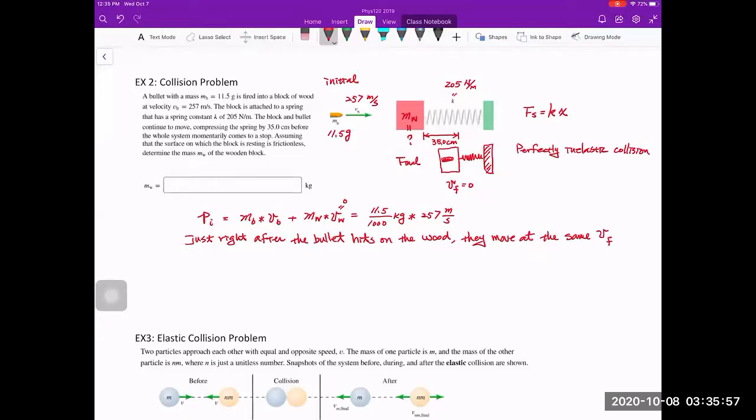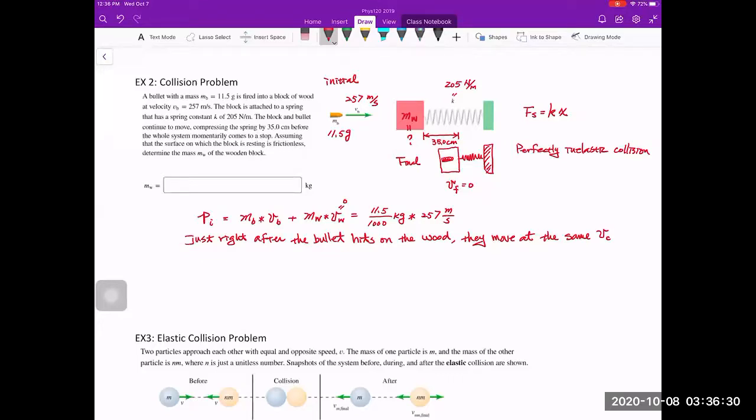So let's find this. I probably don't want to use the F here because we already use the F here. Let's say V sub C, meaning right after the collision. So I want to find the velocity at the moment right after the bullet hits into the wood block.